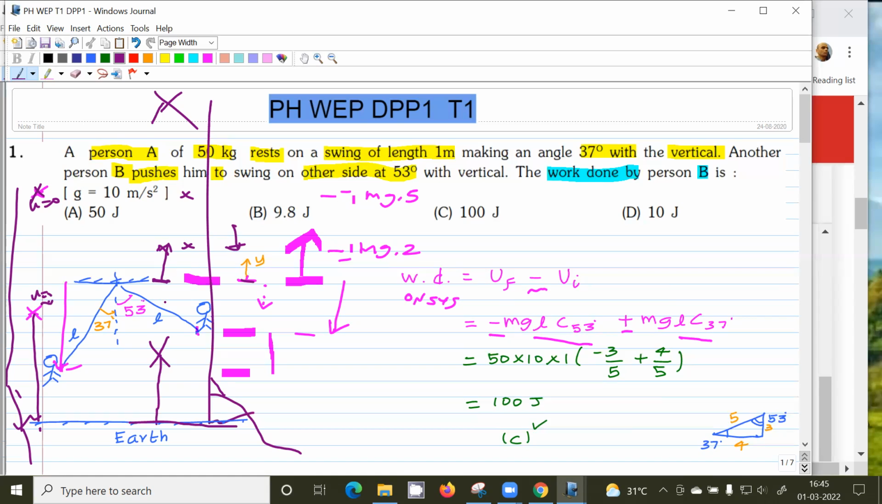If the upward direction is positive, then the potential energy here will be negative. So the potential energy at the higher point is less than the potential at this lower point.